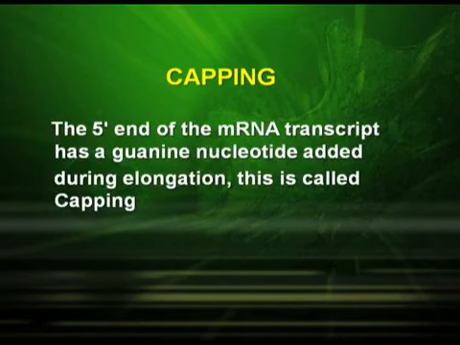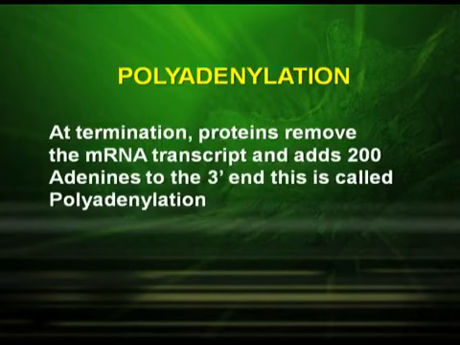The 5' end of the mRNA transcript has a guanine nucleotide added during the elongation, and this is called capping. The second modification is polyadenylation. At termination, the protein removes the mRNA transcript and adds about 200 adenines to the 3' end, and this is called polyadenylation. And the third modification is the splicing.